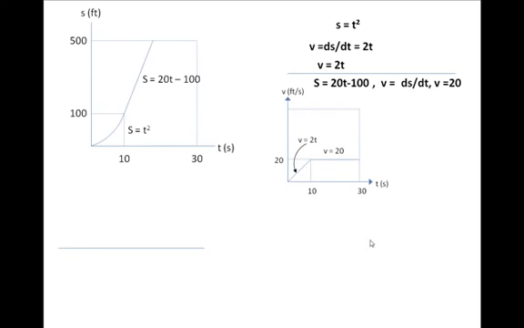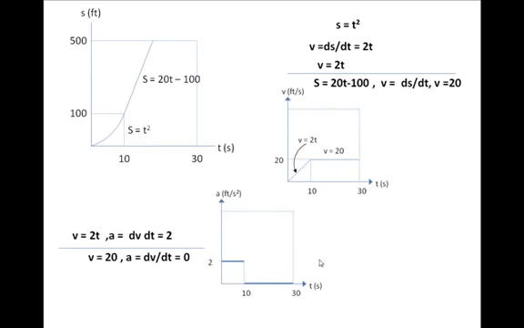Let's do the same thing for the a-t graph. v is equal to 2t we already have here. You differentiate it, you get acceleration as 2. Then for this interval 10 to 30, you have v equal to 20. Differentiate it, you get a equal to 0. So the a-t graph will consist of a equal to 2 and a equal to 0. We put it in the form of a plot. What we get is, for the first 10 seconds it is 2, and then it is 0. So we have created the v-t and a-t graphs from the s-t graph.